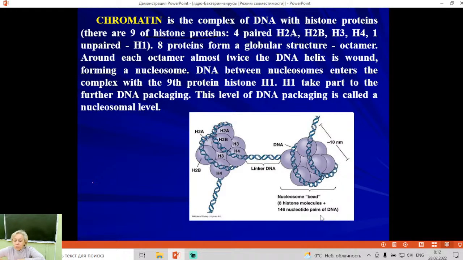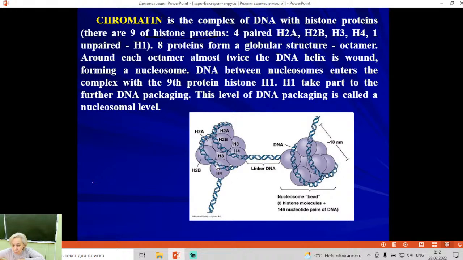Chromatin. Chromatin is a complex of DNA with histone proteins. There are 9 histone proteins: H2A, H2B, H3, H4, and 1 H1. 8 proteins form a globular structure, octamer, and you see octamer from 8 histone proteins, H2A, H2B, H3, and H4. Together 8 proteins.